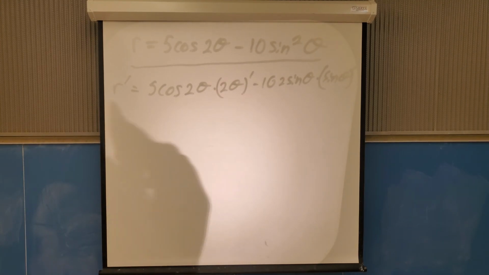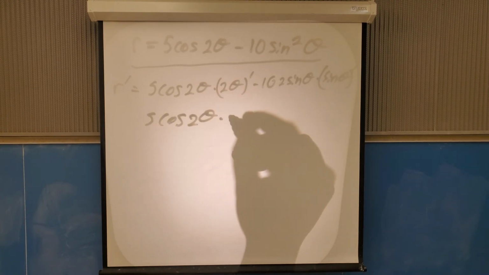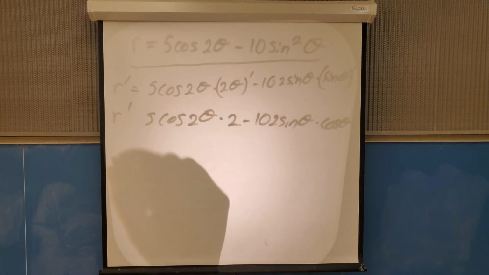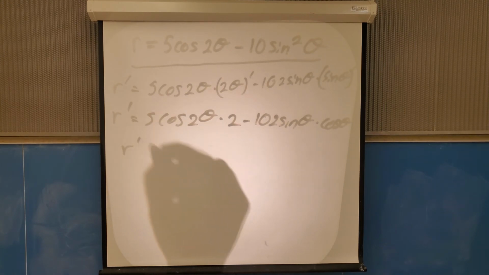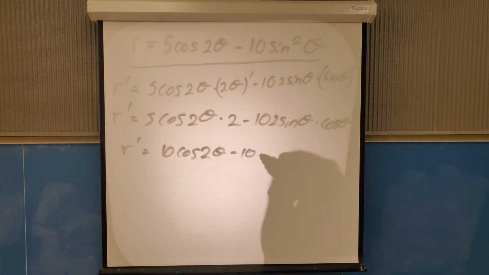if we simplify this, we will get 5 cosine 2 theta times 2 minus 10 times 2 sine theta times cosine theta. And if we simplify it further, we will reduce this to r prime equals 10 cosine 2 theta minus 10 times 2 sine theta times cosine theta.